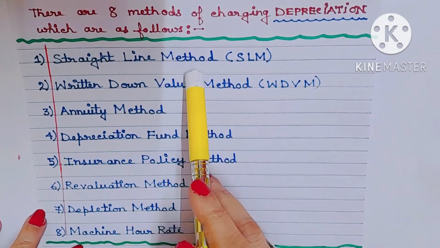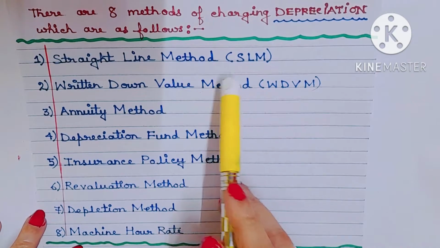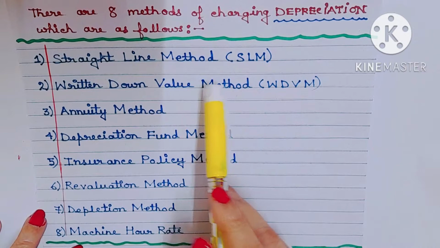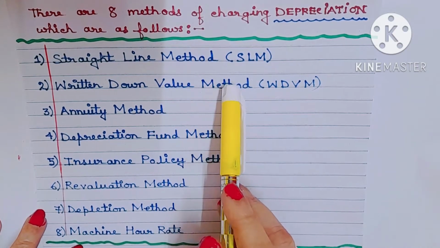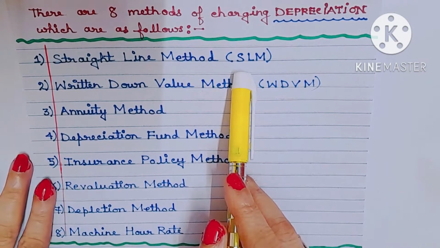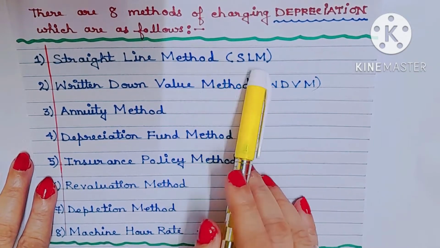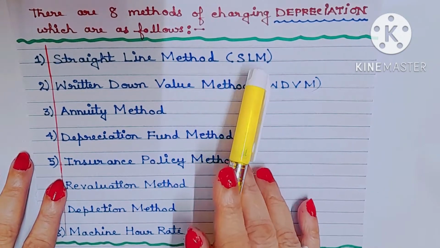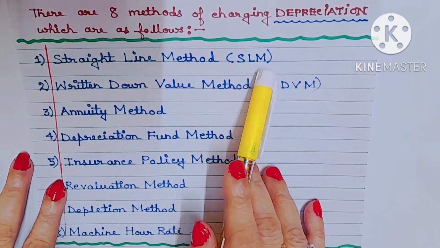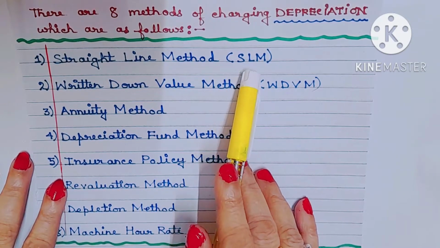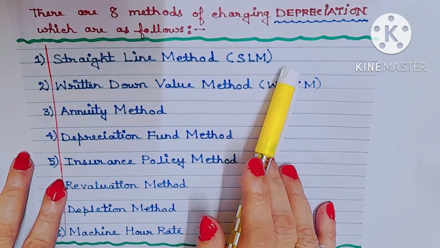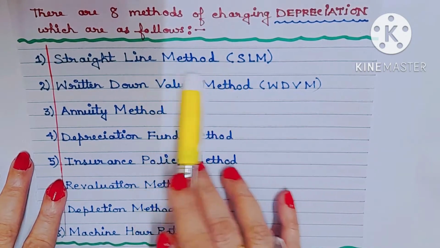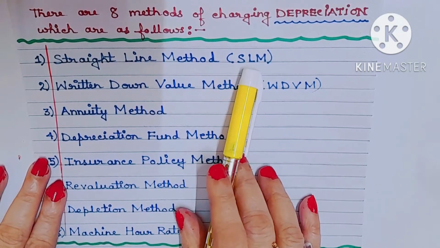Straight line method is also known as original cost method because under this method, depreciation is charged at a fixed percentage on the original cost of the asset. The amount of depreciation remains equal from year to year. Therefore, this method is also known as fixed installment method. Under this method, the book value of the asset can be reduced to 0. Understood? Equal depreciation is charged every year under straight line method. Let me show you with an example.